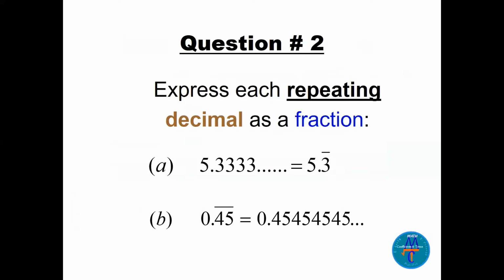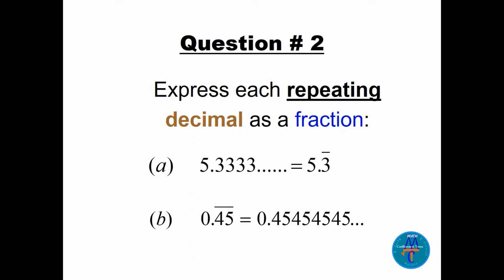Now let's see some repeating. 5.3333, which we can write as 5.3 dash. The second number here in question 2 is 0.45 dash, which is the same as, I'm just explaining here, 0.45454545. It's repeating, never ending, not terminating. So let's take the first number. You can pause here also a little. How can you get 5.3 dash? See the dash on the 3: 5.333333. We need the fraction equal to that.